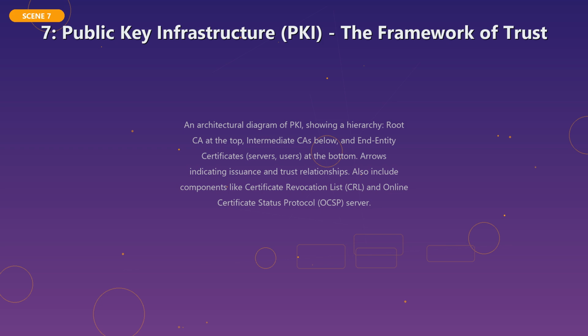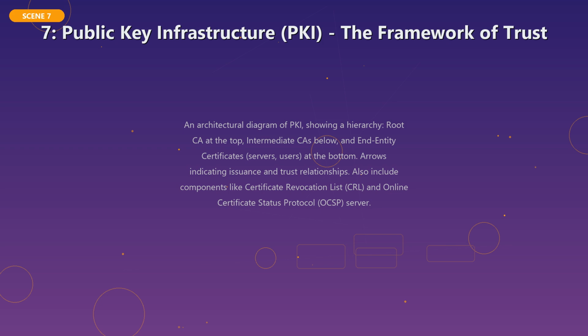3. Certificate directories. These are secure, searchable repositories where certificates can be stored and retrieved. 4. Certificate revocation lists, CRLs, and online certificate status protocol, OCSP. These mechanisms are used to check the validity status of certificates. Just like an ID can be revoked, a digital certificate can also be revoked if its private key is compromised, or if the entity's identity changes. CRLs are lists of revoked certificates, while OCSP provides real-time status checks.